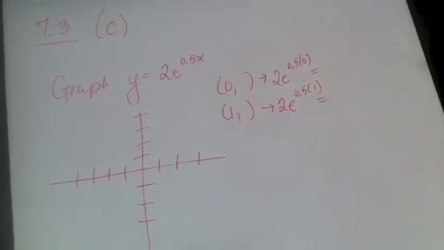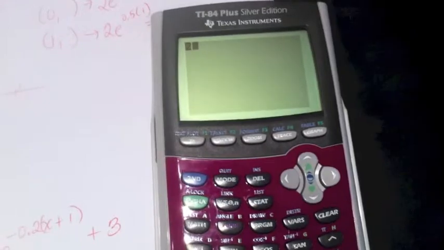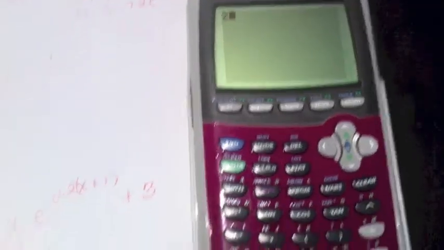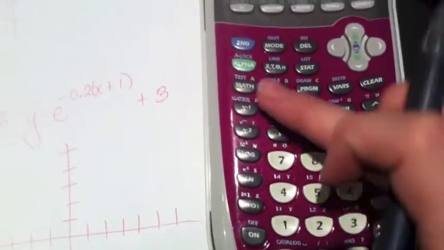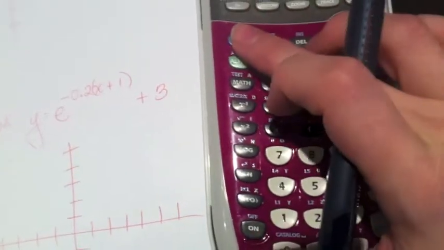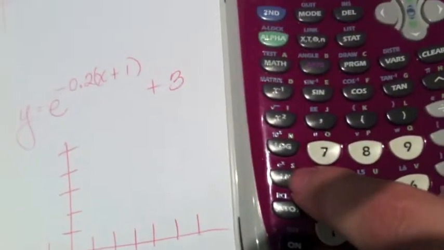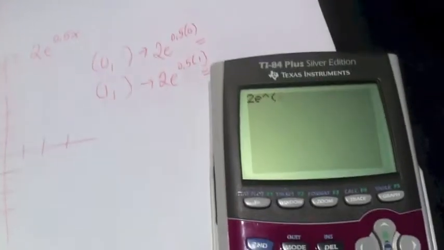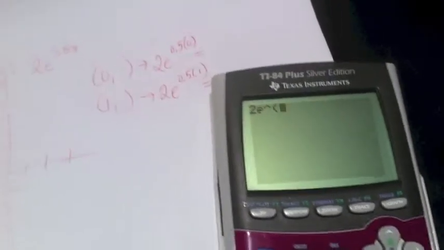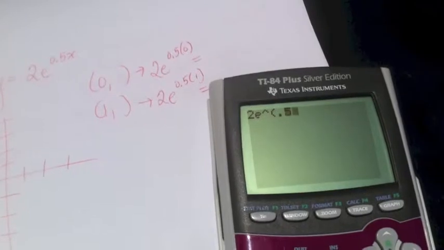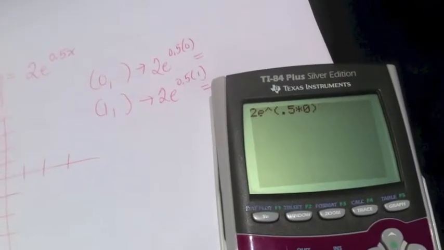Now, the challenge here is plugging it into the calculator. So I have 2, obviously, and then the e, you hit second, and then you hit the e, which is right there above ln. Kind of hard to see, but that pops up like that. So in my exponent, it's 0.5 times 0, so I do 0.5 times 0, and then I close parentheses. So that's 2.